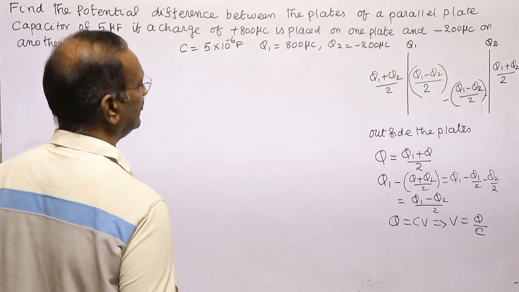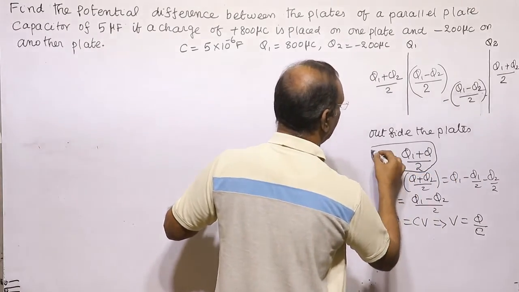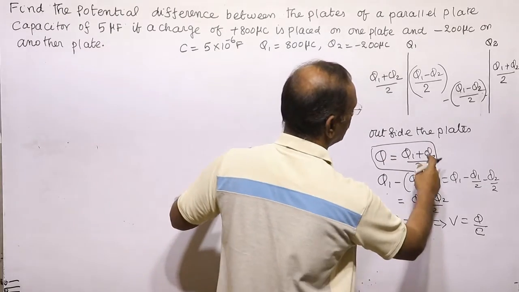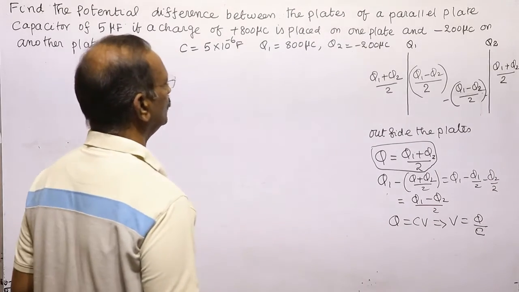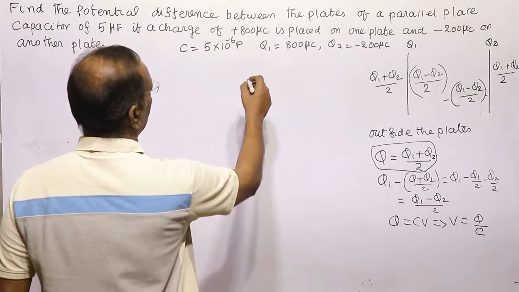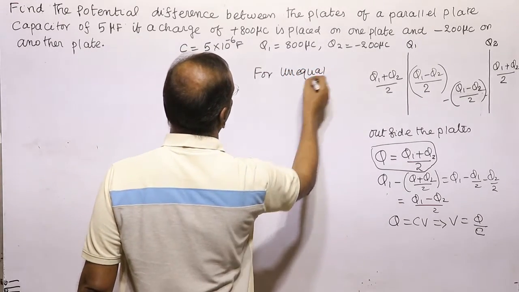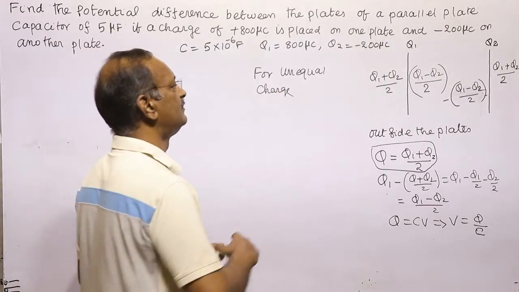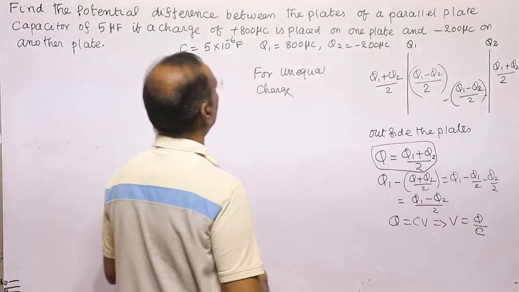This method is used only when unequal charges are kept. If there are n number of plates, the outer charge is Q1 plus Q2 plus Q3 up to Qn divided by 2. Now Q1 is equal to 800 microcoulomb. This formula is for unequal charge. Otherwise, in a capacitor the inner side of one plate will be plus Q and the inner side of the other plate will be minus Q.